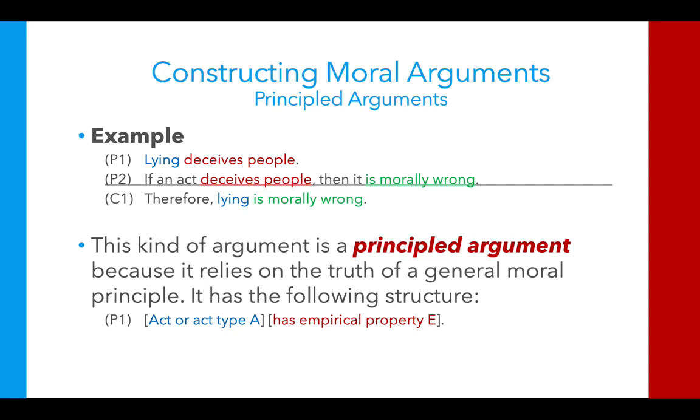Lying, right, deceives people. That's not a moral property, the fact that it's deceptive. That's just an empirical property, which is to say lying leads people to have false beliefs. We could just test that out. We could lie to some people, find out if they have false beliefs.